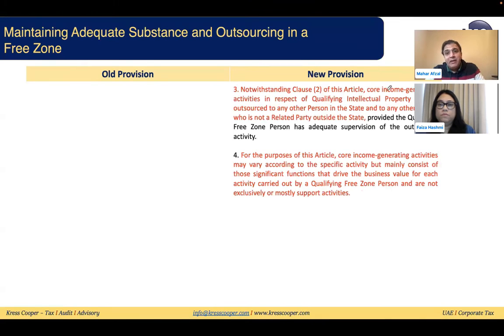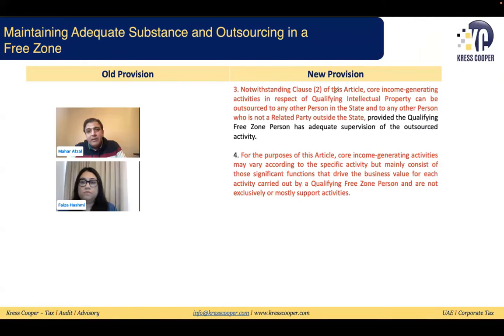This is the thing they have, the core income generating activities. The core income generating activities in respect of qualifying intellectual property can be outsourced to any other person in the state or to any other person out of the state, which is not a related party. This is an important thing. I think I was not highlighting this. The person to whom you are outsourcing in the UAE or out of the UAE, out of the free zone, the person to whom you are outsourcing CIGA, core income generating activity of the qualifying intellectual property, that person should not be your related party.